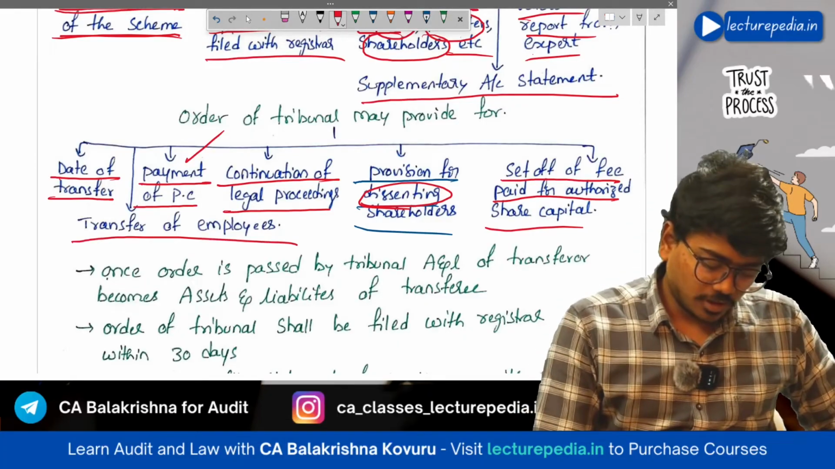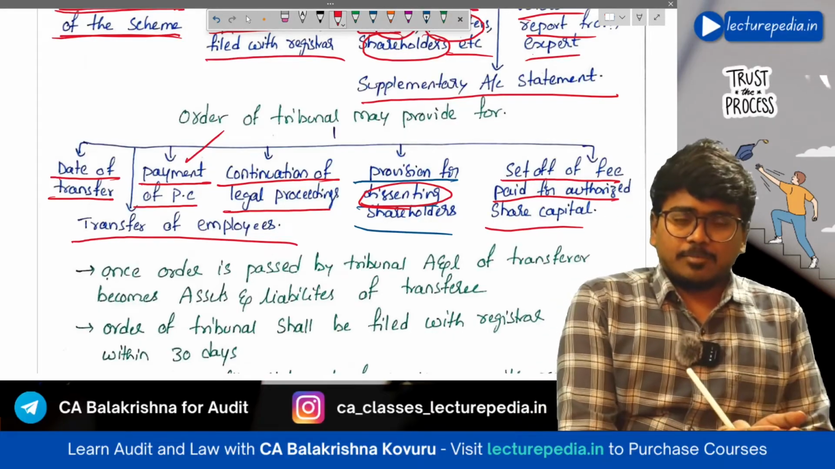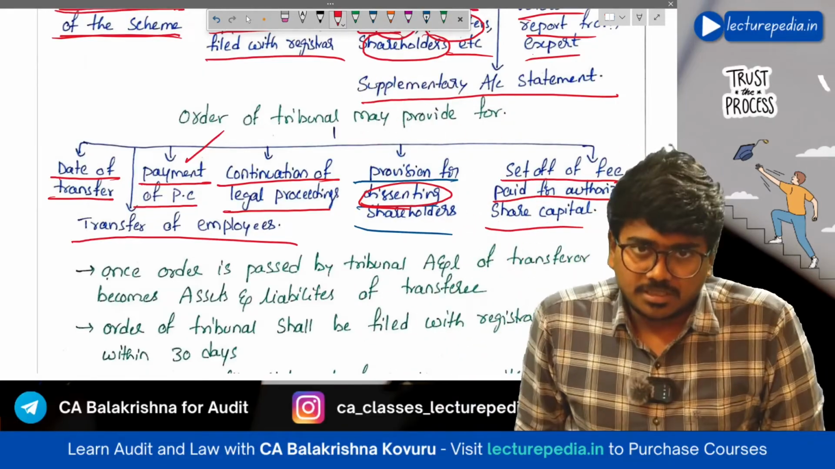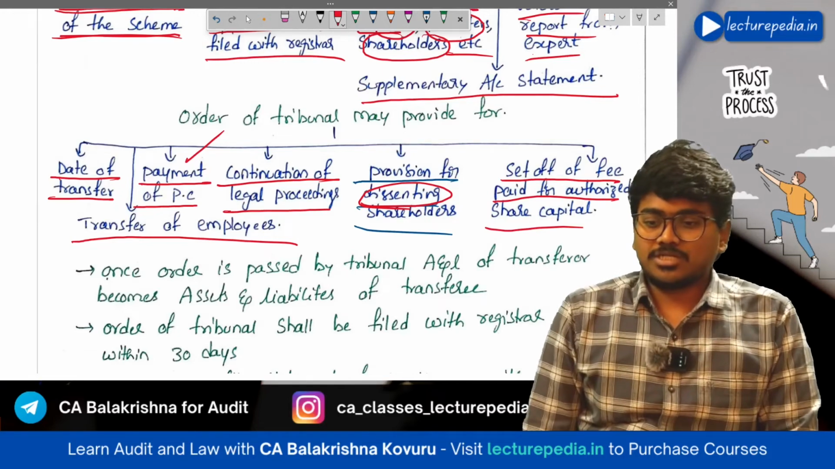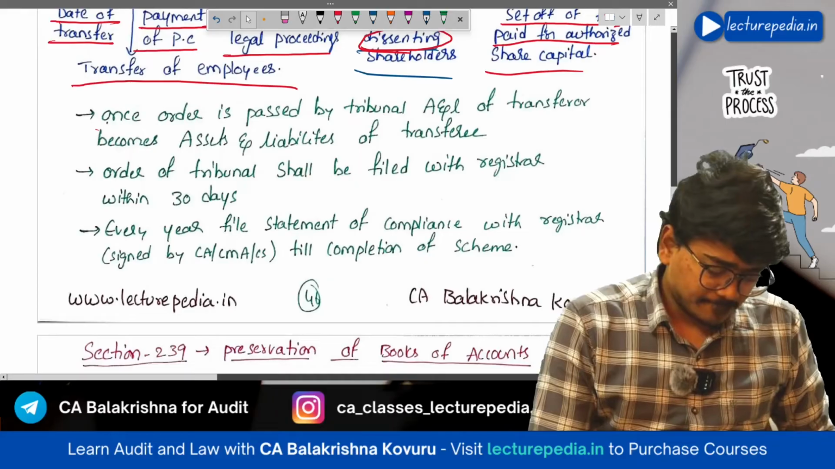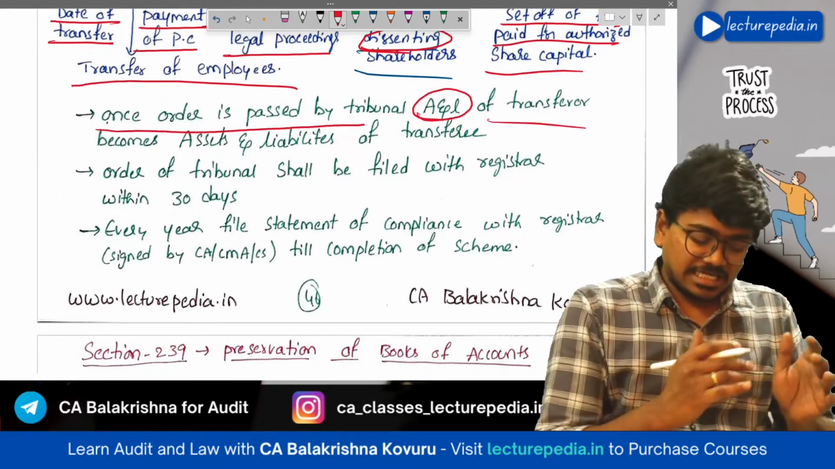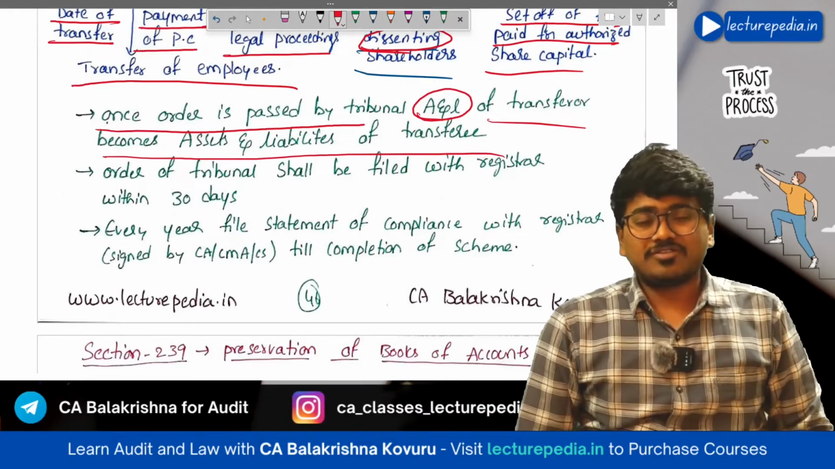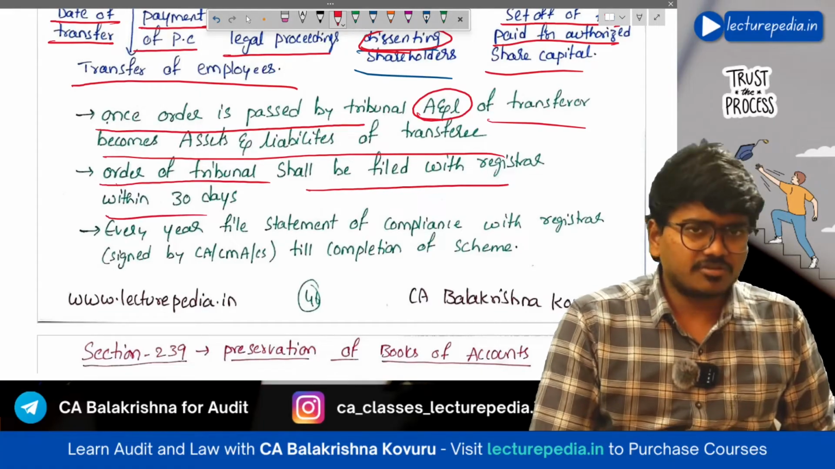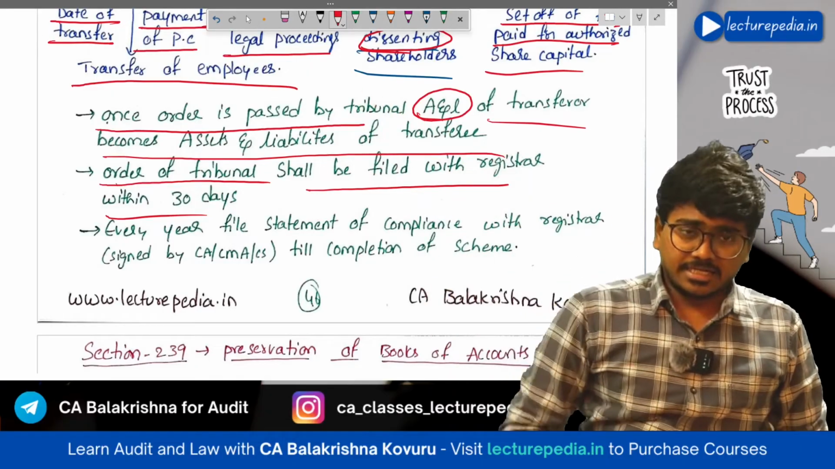Next, transfer of employees. What will happen to the employees? The employees of A Limited and the employees of B Limited will be transferred to AB Limited. Even this point will be mentioned in the order of the tribunal. And once the order is passed by the tribunal, assets and liabilities of the transferor company become assets and liabilities of the transferee company. The order of the tribunal shall be filed with the registrar within 30 days. With the registrar of companies, you have to file the order of the tribunal within 30 days of receiving the order.